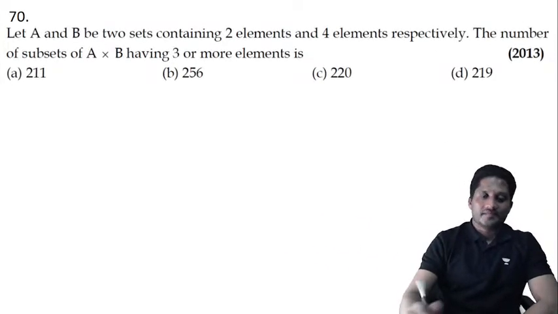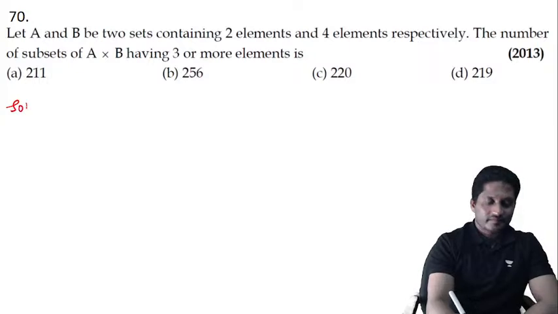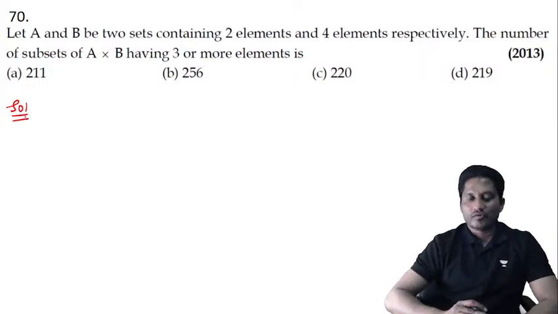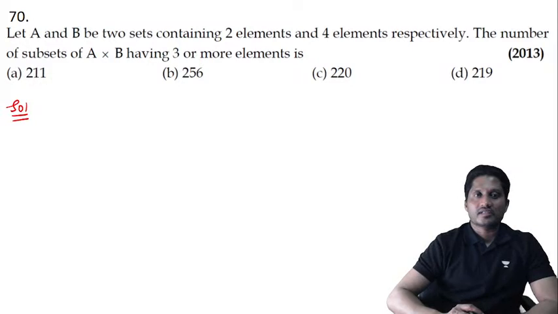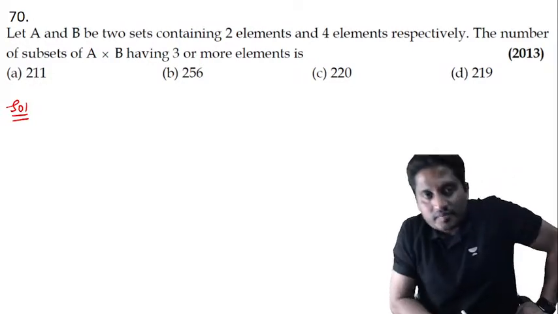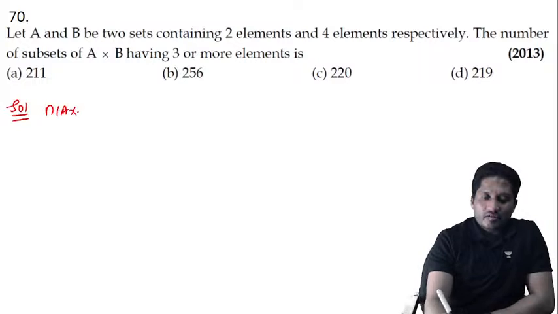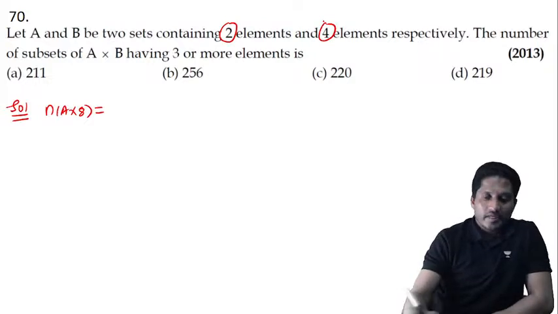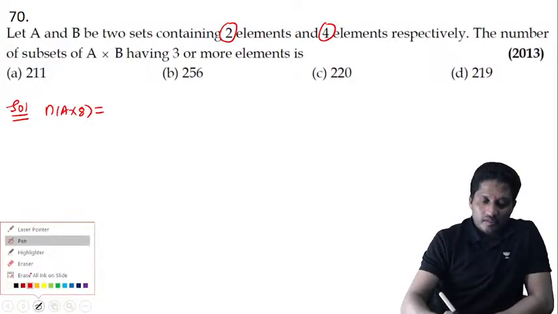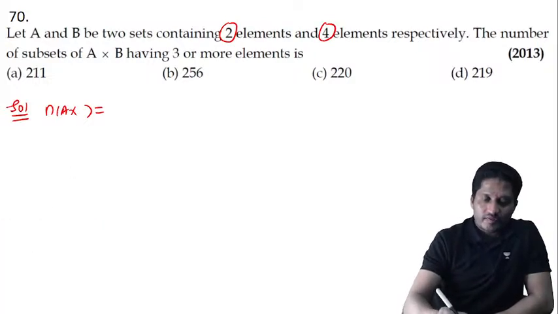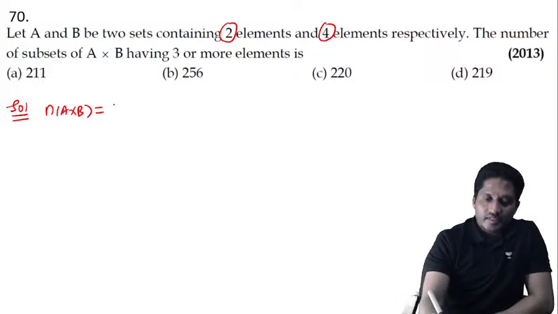Question number 70. If A and B are two sets containing 2 and 4 elements, respectively, number of subsets of A cross B. A is having 2 elements, B is having 4 elements, obviously A cross B should have 8 elements, right? So this fellow will have 8 elements.